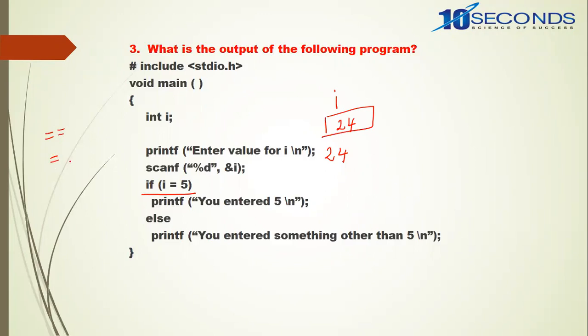So when you use single equal to, this 5 will be assigned to I. So this 24 will be replaced and it will get the value 5. Now the value of I is 5. Then this expression will be simplified like this. If I, what is the value of I? 5. So if 5. Now 5 is a non-zero value. A non-zero value is considered as true. True means which part will be executed? The if part will be executed. So you get the output.